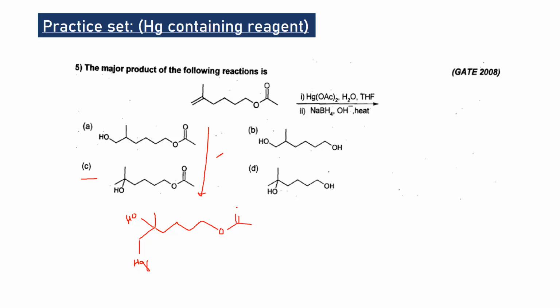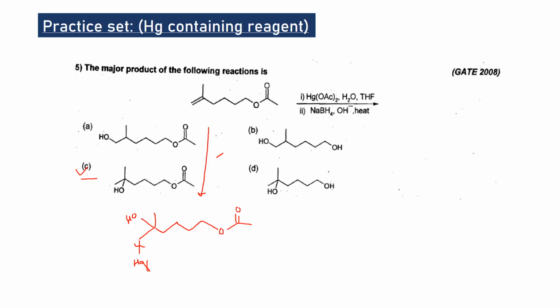As it follows the Markovnikov rule, so obviously the OH will go where the number of hydrogen is less. So OH will attack here and mercury will attack here. After that, if NaBH4 is added, this bond cleaves and we will get this as our product. So the correct option is option C. Oh sorry, not option C.